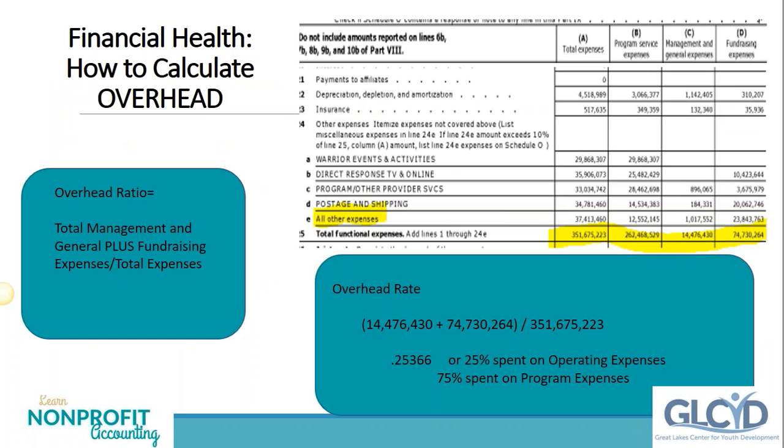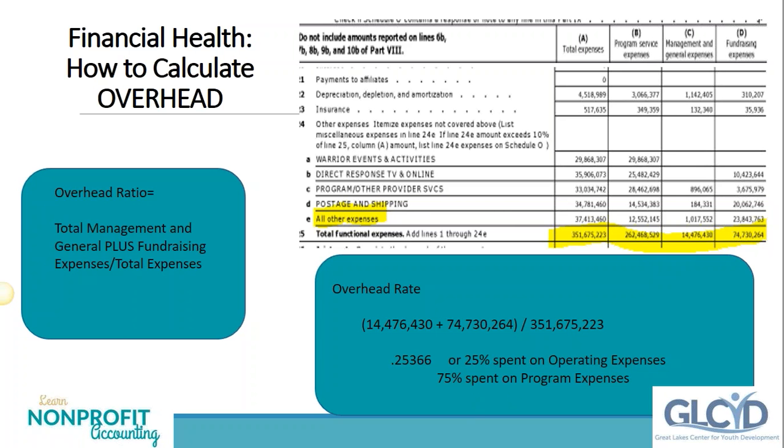And now here's how to calculate the overhead. We're going to look at the total at the bottom of functional expenses on line 25, I believe that is. I cut that off. So we're going to look at the total and calculate a ratio or a rate of overhead. In order to get that, we add the management and general plus the fundraising, and divide it by the total expenses. In this case, I did the calculation over here. And in this nonprofit, 25% of their expenses were spent on operating or overhead, and the other 75% were spent on program.